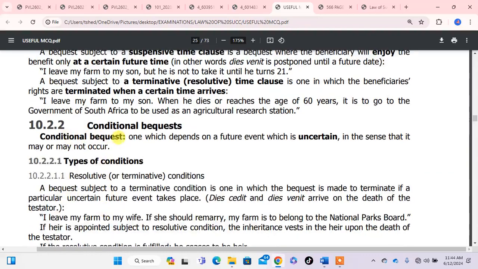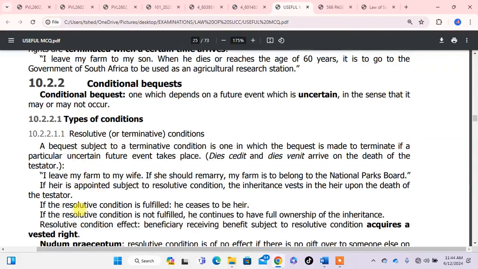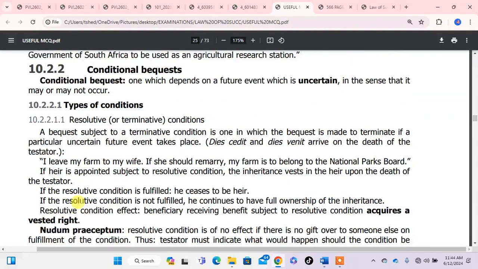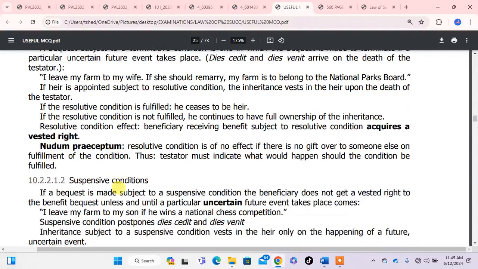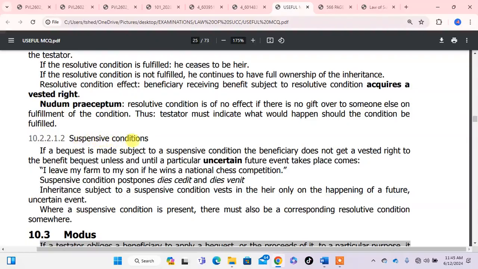Then we have a conditional bequest, one which depends on a future event which is uncertain in the sense that it may or may not occur. Okay, that's one. We have a resolutive and another one which is suspensive. A bequest subject to a resolutive condition is one in which the bequest is made to terminate if a particular uncertain future event takes place. All right? Then we have suspensive conditions. If a bequest is made subject to a suspensive condition, the beneficiary does not get a vested right to the benefit unless and until a particular uncertain future event takes place. Right?